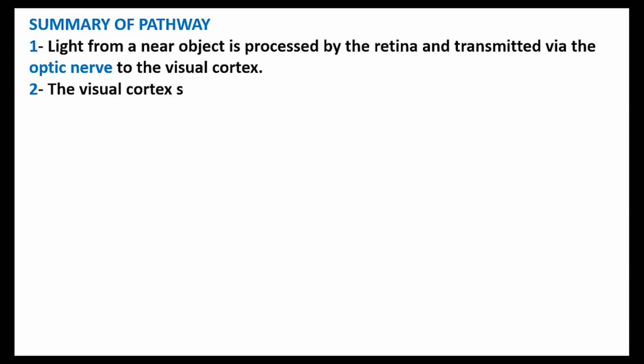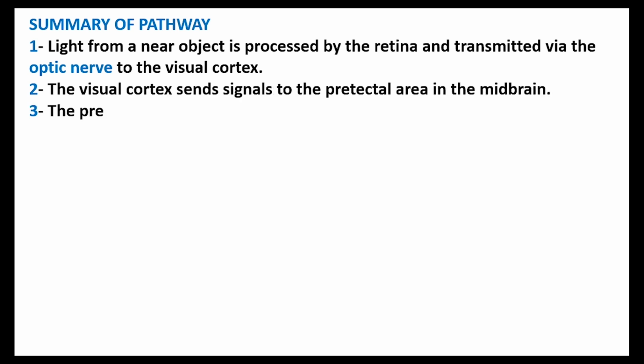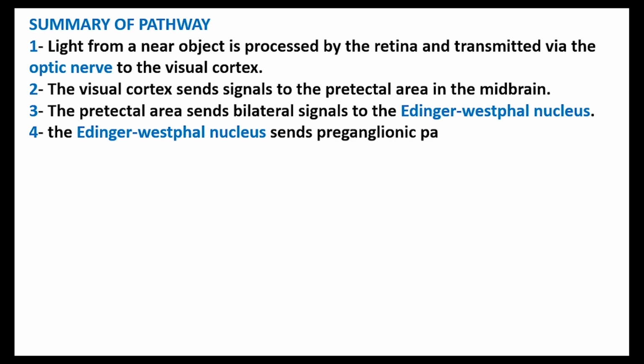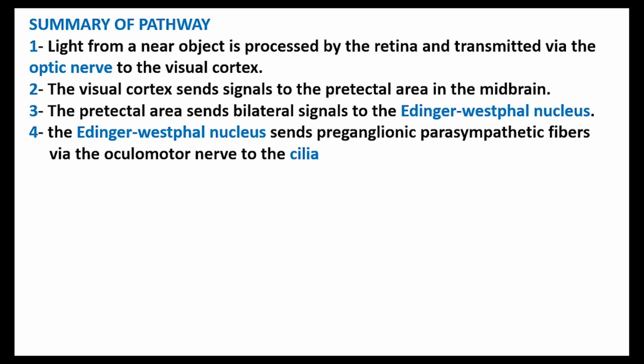Summary of pathway. 1. Light from a near object is processed by the retina and transmitted via the optic nerve to the visual cortex. 2. The visual cortex sends signals to the pretectal area in the midbrain. 3. The pretectal area sends bilateral signals to the Edinger-Westphal nucleus. 4. The Edinger-Westphal nucleus sends preganglionic parasympathetic fibers via the oculomotor nerve to the ciliary ganglion.